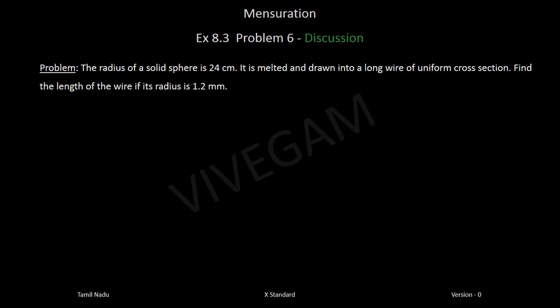Okay, so let's mark what is given. The radius of the solid sphere is 24 cm. This is melted and drawn into a long wire of uniform cross section, and the radius of the wire is 1.2 mm. Right, let's list out. The radius of the cylinder is 1.2 mm. I'm changing it here. See, the wire is in the form of a cylinder. Though it is thin, it is basically a cylinder. And the radius of the solid sphere is given as 24 cm.